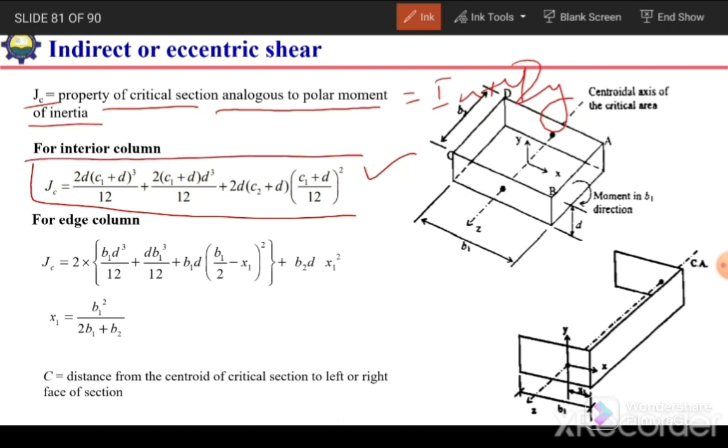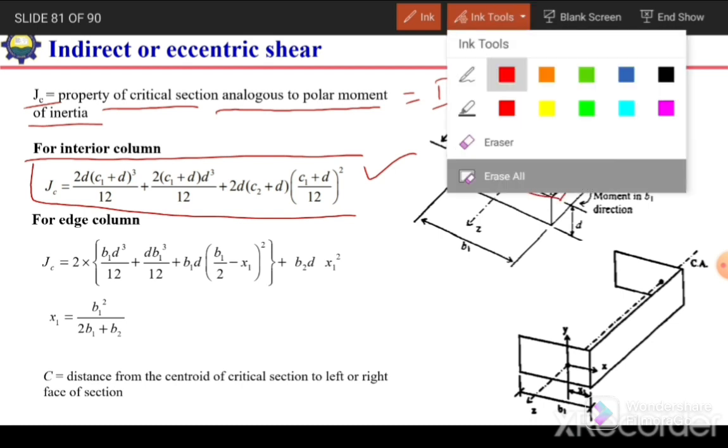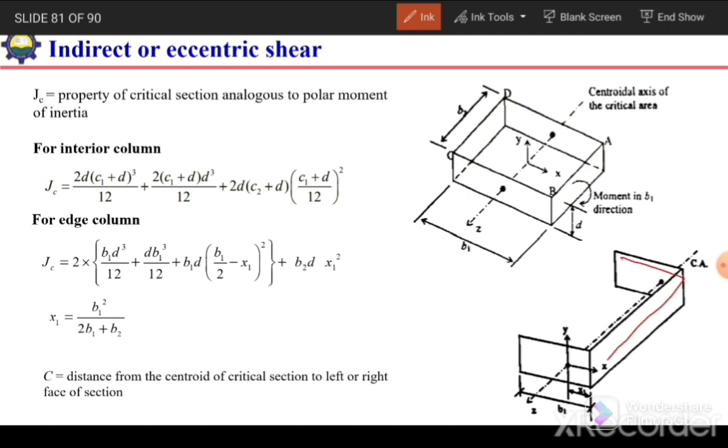And this equation is for interior columns, where we have the critical section on all four sides. But in case of edge columns, we have the critical section on three sides only. In case of an interior column, the centroid will lie at the center of this face. But in case of an edge column, the centroid will not be at the center of this face, it will be off center. So it will not be over here, it will be away from this point. So we need to calculate the centroid for these three shapes, and then we can calculate this Jc factor.